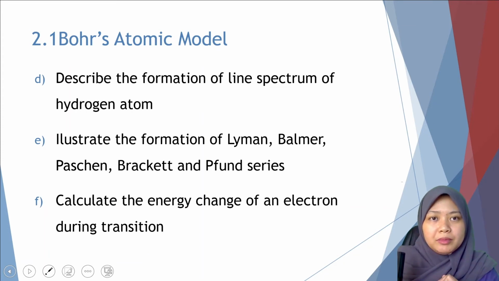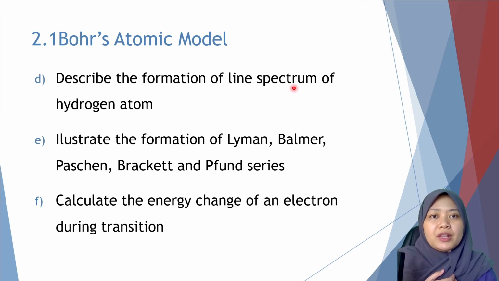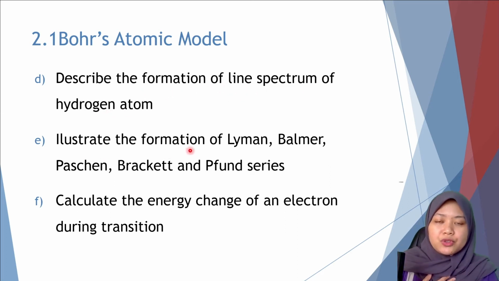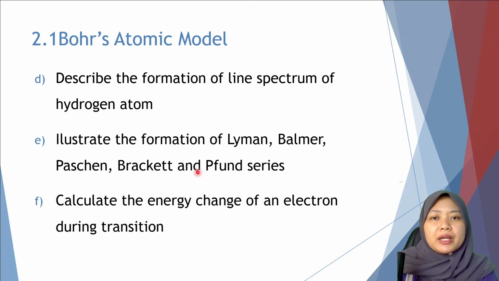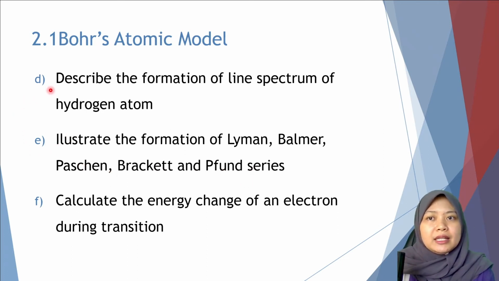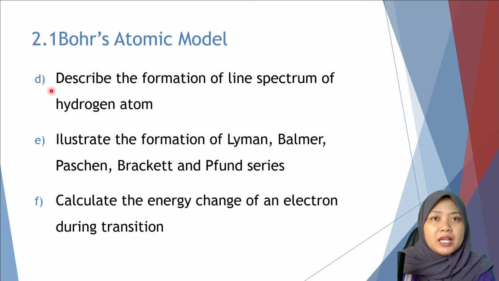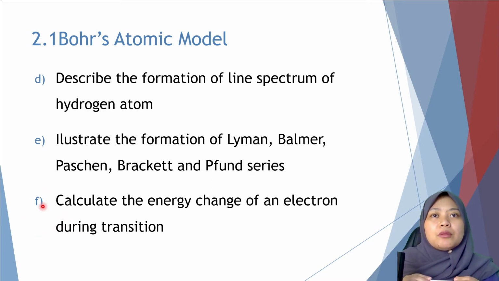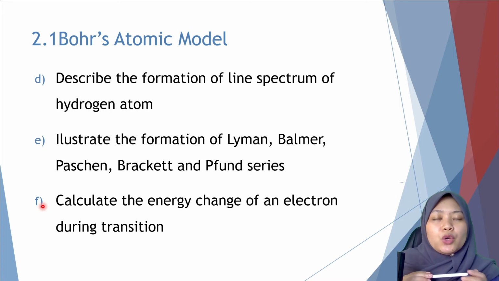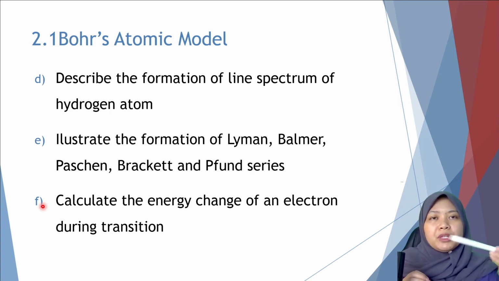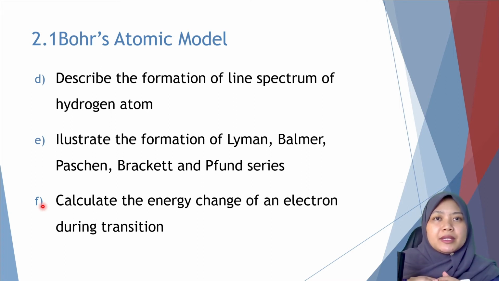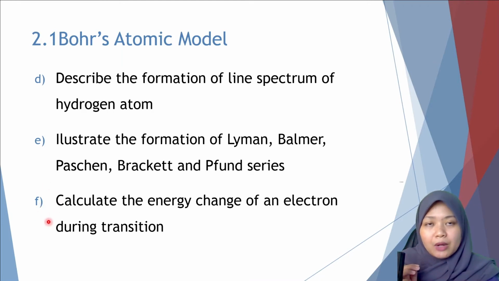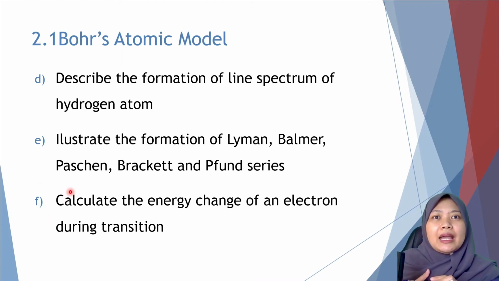Proceed to the next learning outcome. There are 3 learning outcomes that I'm going to explain after this. The first one is describe the formation of line spectrum of hydrogen atom. The second one is illustrate the formation of Lyman, Balmer, Paschen, Brackett and Pfund series. It is related to the line spectrum described at learning outcome D. And the last is calculate the energy change of an electron during transition. This learning outcome F is referring to the third Bohr postulate about atomic model, which is when the electron moves between different energy levels, energy is emitted or absorbed. So this learning outcome will teach you how to calculate those energy differences.